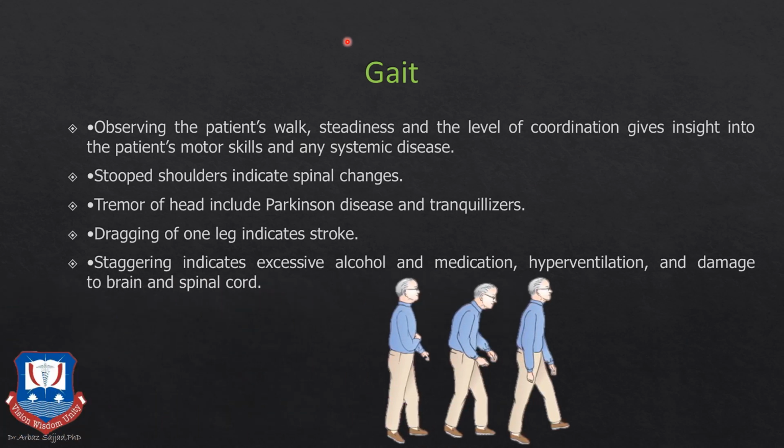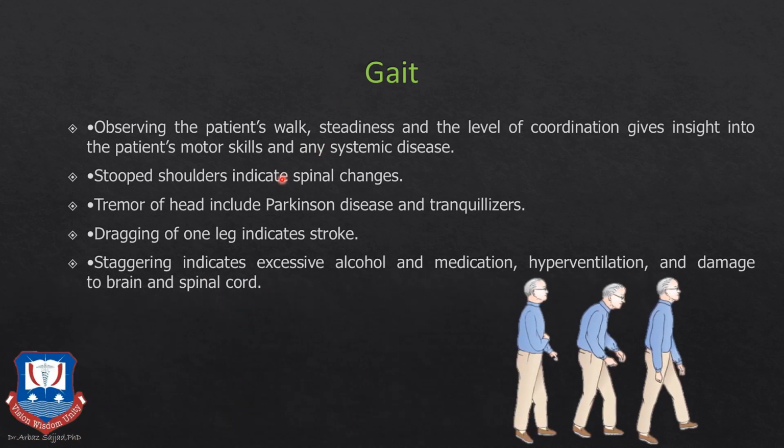Now, first, coming to the gait of the patient. Most of the complete denture patients seeking treatment are old or middle-aged patients. By observing the walk of the patient, the steadiness of the walk, and the coordination gives us an insight into the motor skills of the patient and evidence of any systemic disease. Stooped shoulder may indicate spinal changes or spinal atrophy.